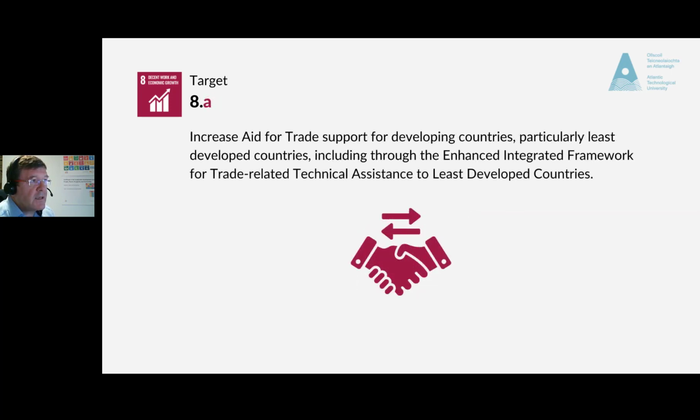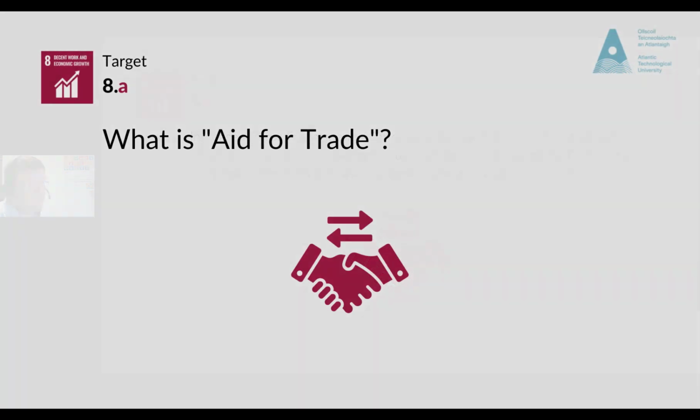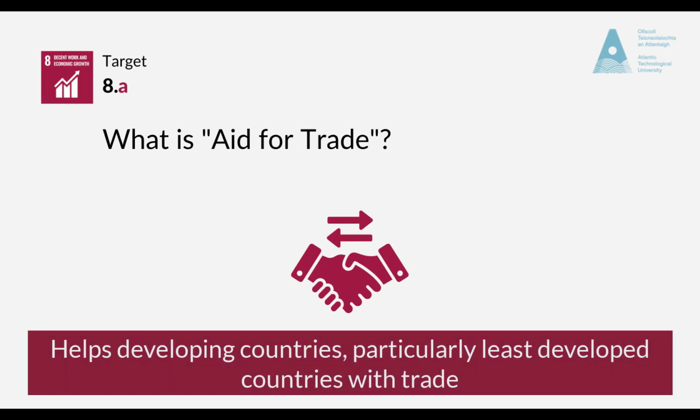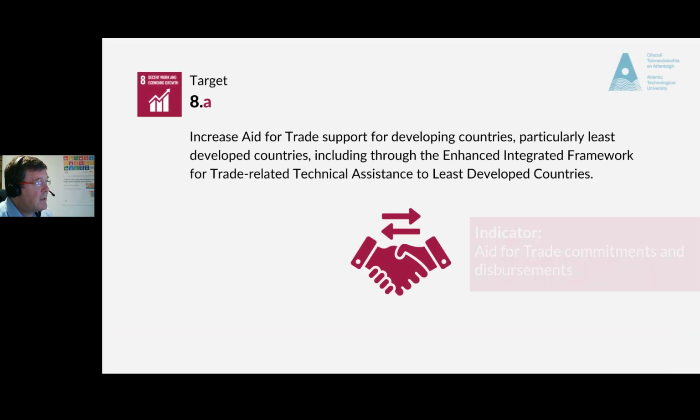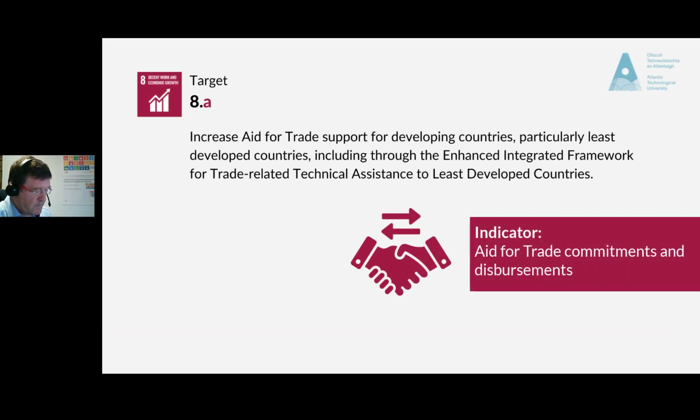Target 8A. Increase aid for trade for developing countries, particularly least developed countries, including through the Enhanced Integrated Framework for Trade-Related Technical Assistance to Least Developed Countries. Aid for trade helps developing countries, particularly least developed countries, with trade. Many of them face a range of supply side and trade related infrastructure obstacles which constrain their ability to engage in international trade. The indicator for this target is aid for trade commitments and disbursements.